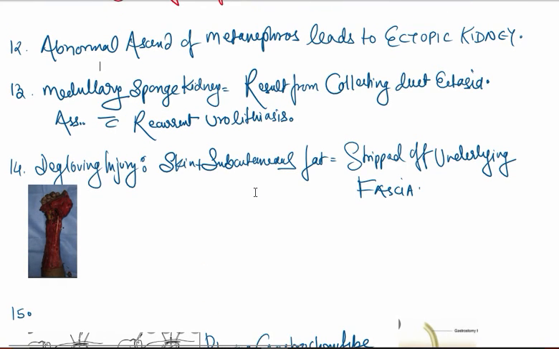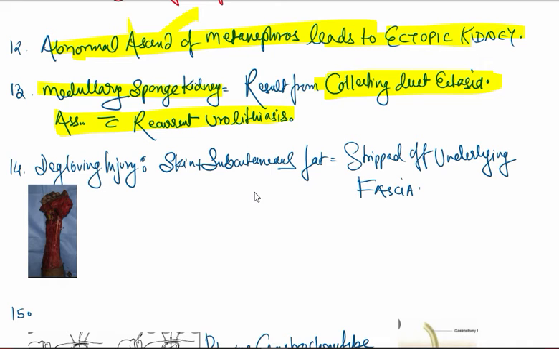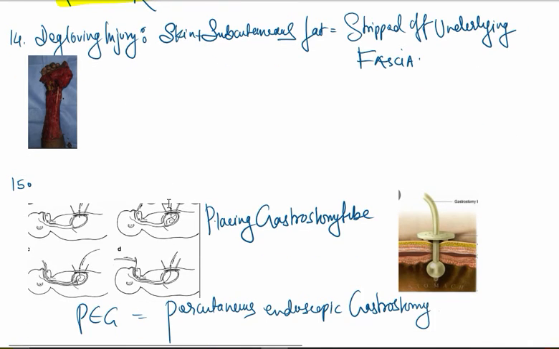Next, abnormal ascent of metanephros leads to ectopic kidney. Next, medullary sponge kidney, that is associated with recurrent urolithiasis. This results from collecting duct ectasia causing medullary sponge kidney. Okay, so this hand forearm injury, this is the degloving injury.